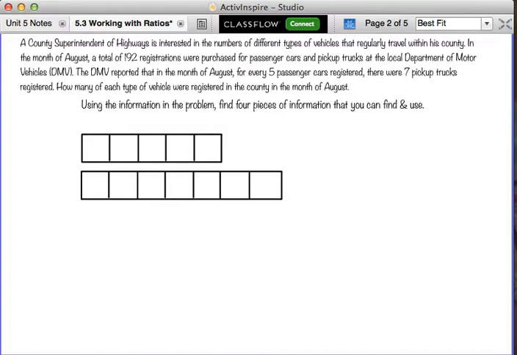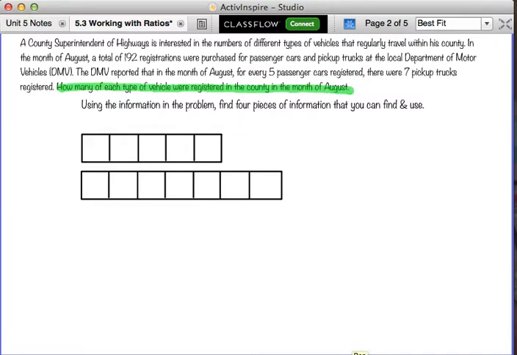First things first, we have to pull apart this problem. So we're going to go over again, even if it is a review and we've done this before. We need to go through and we actually need to highlight our question. So in this case, the question is, how many of each type of vehicle were registered in the county in the month of August?